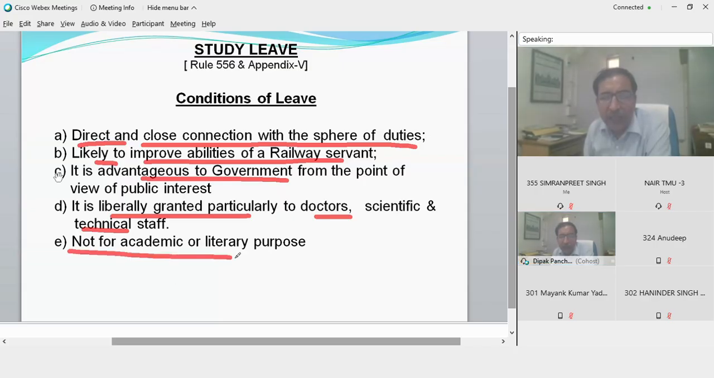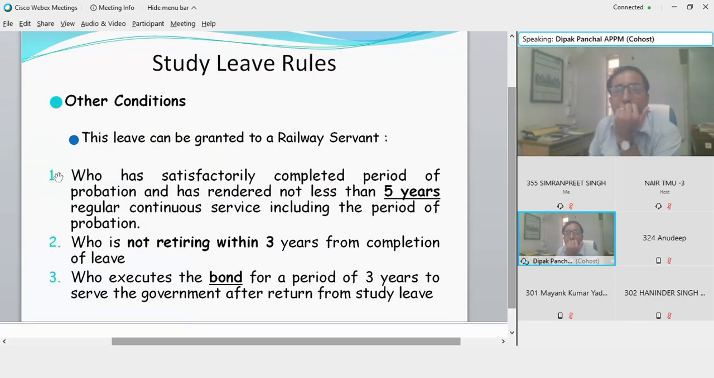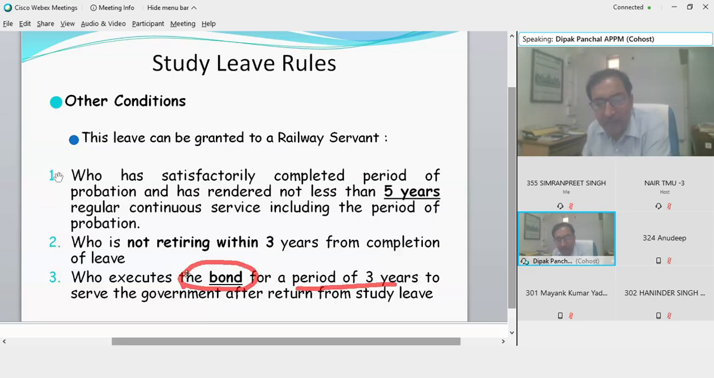This leave cannot be sanctioned for academic or literary purpose. Academic means for undergoing the basic degree courses like BA, BCom, BSc, BE; these cannot be sanctioned. A railway servant undergoing study leave has to execute a bond for a period of 3 years, that after returning from leave, he will serve the railway for 3 years. And therefore, those who are retiring within 3 years cannot be sanctioned this leave.